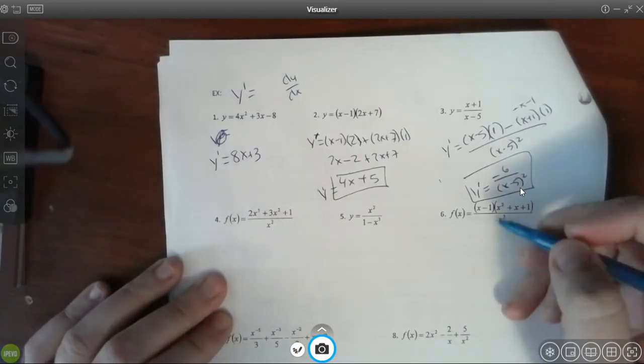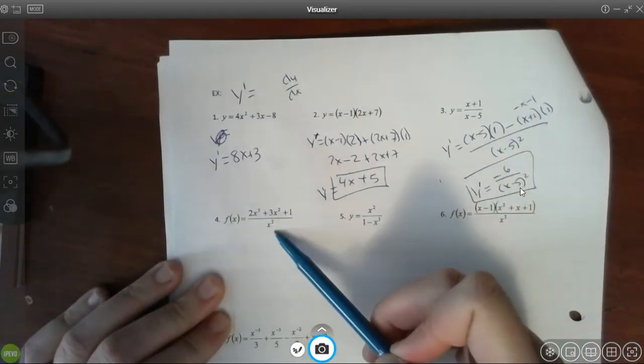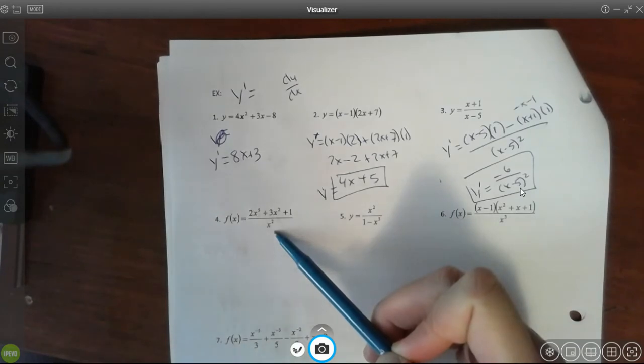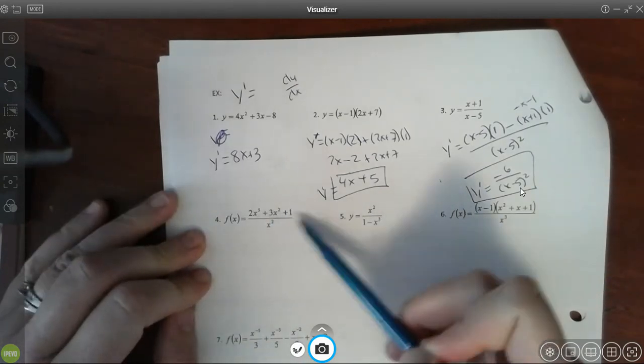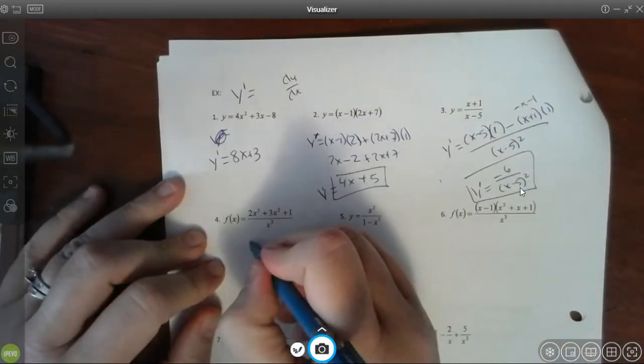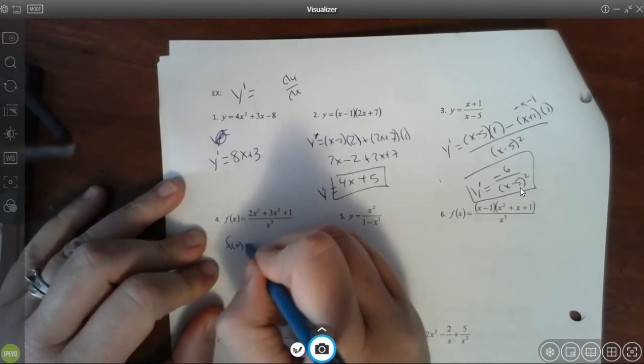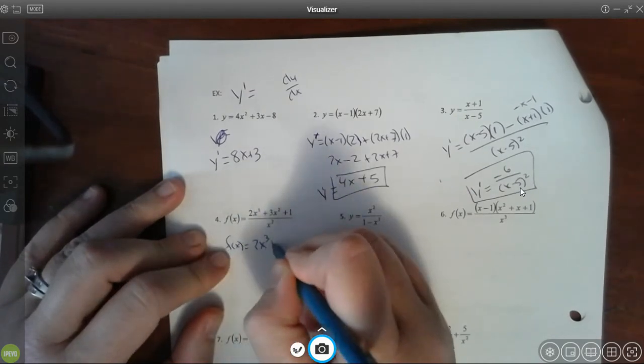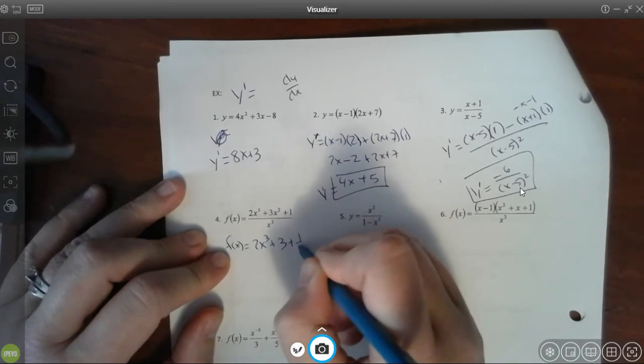All right, on number 4, it looks like maybe quotient rule to this, right? I would not do quotient rule to this. Remember the rule: one thing on bottom, divide every single term by it. So really, this would be the same thing. So f of x would equal 2x cubed plus 3 plus 1 over x squared.